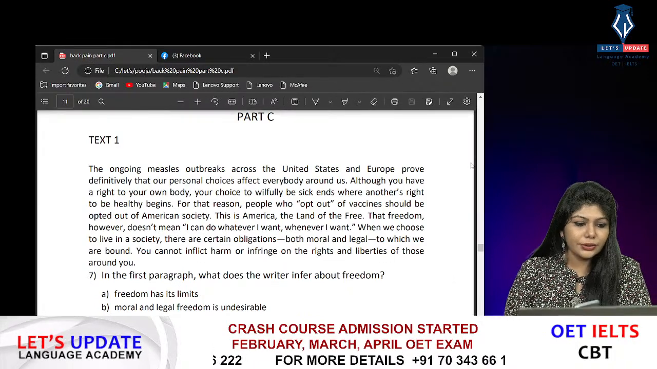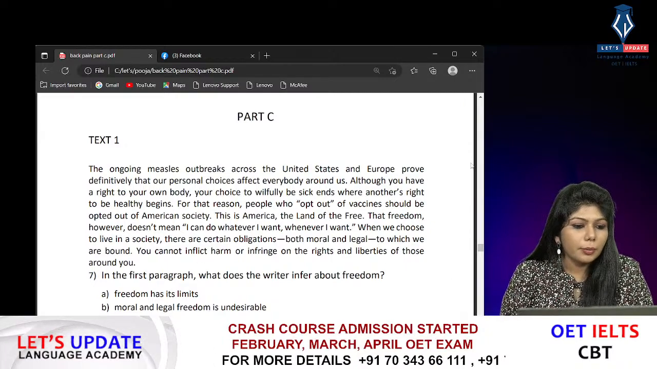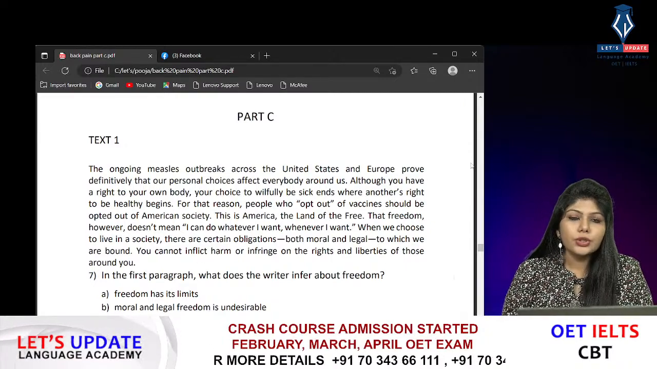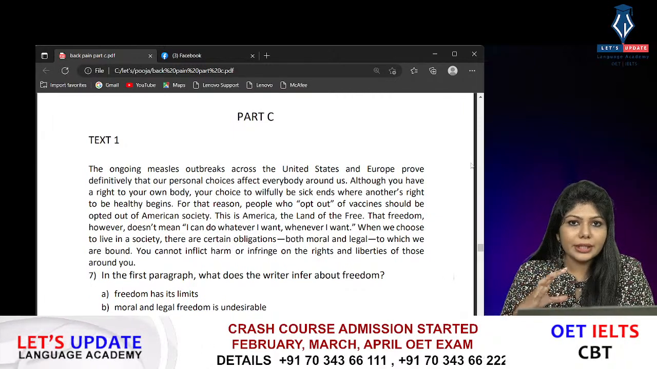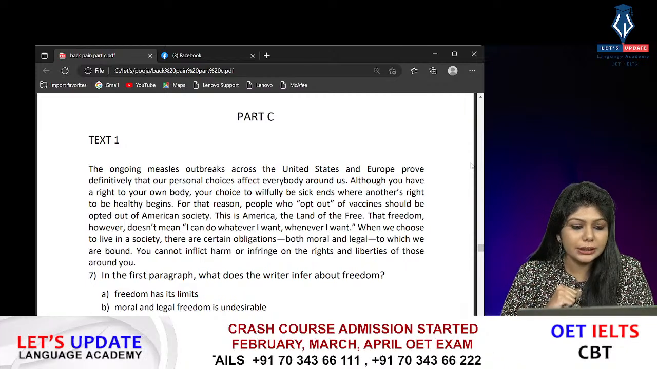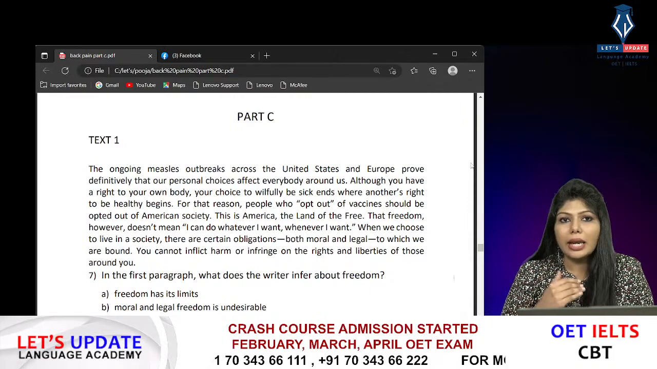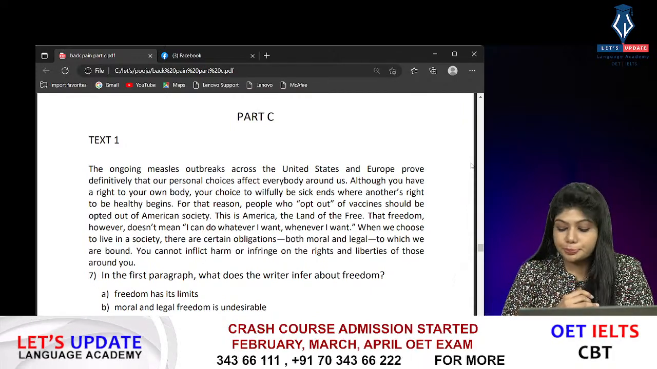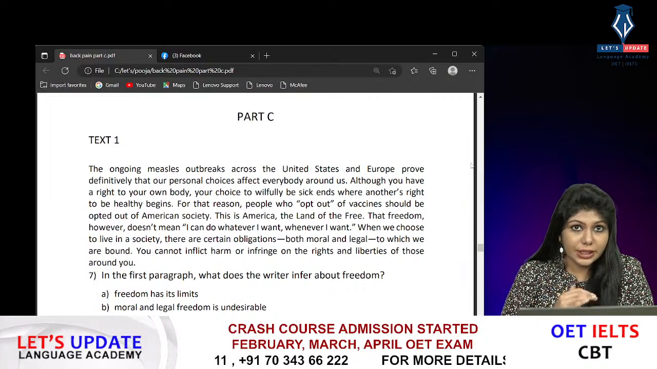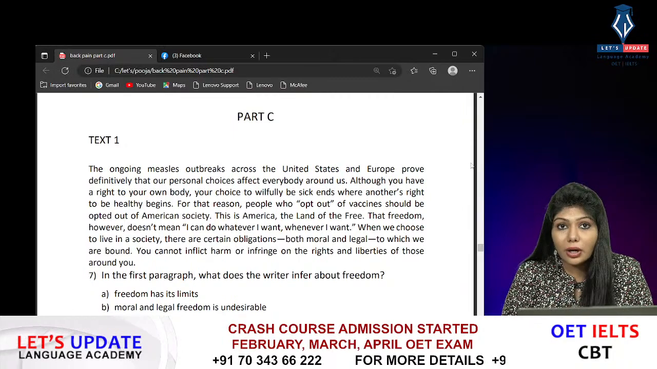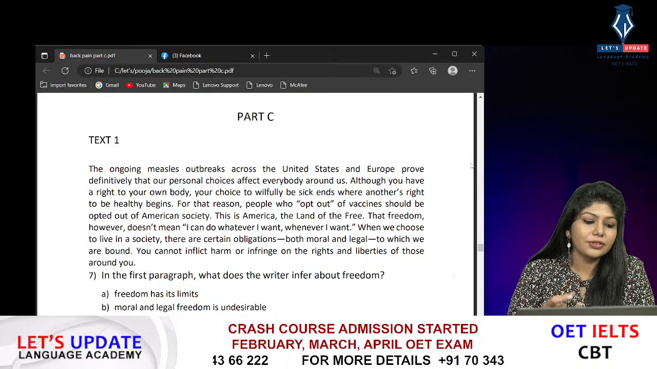As you can see on the screen, this is a part C module of a reading subtest. Usually there will be a long text of about 800 words, and after the entire text you will have a set of about 8 questions. That is how it is generally structured, but here, for your convenience, I have structured it in such a way that each paragraph is followed by each question.